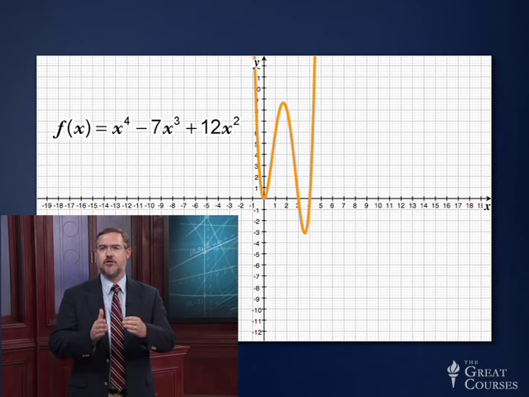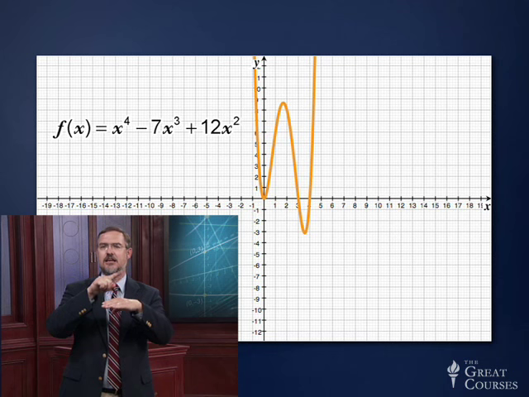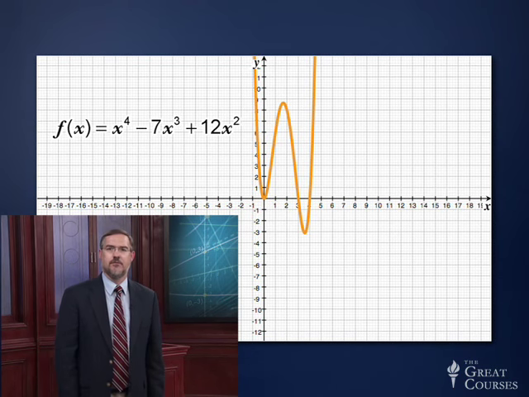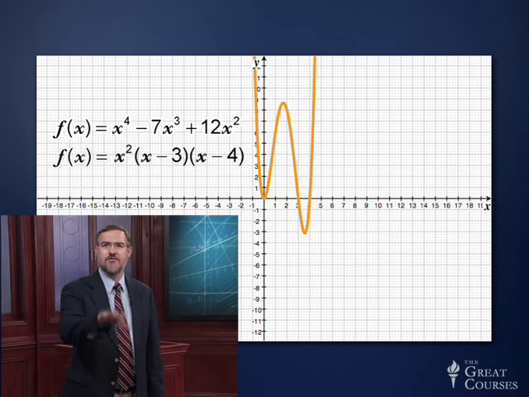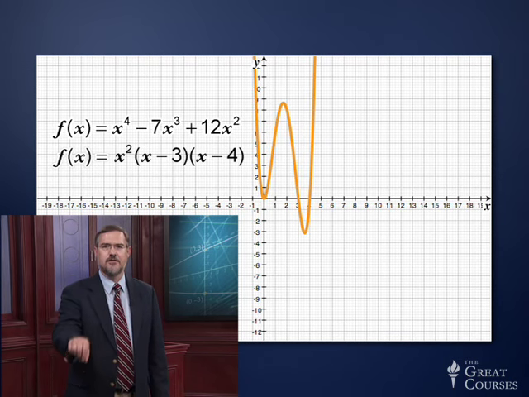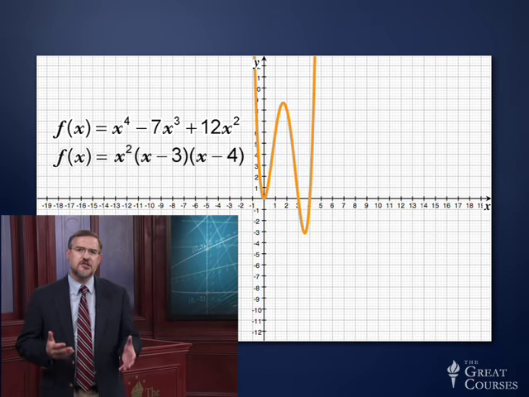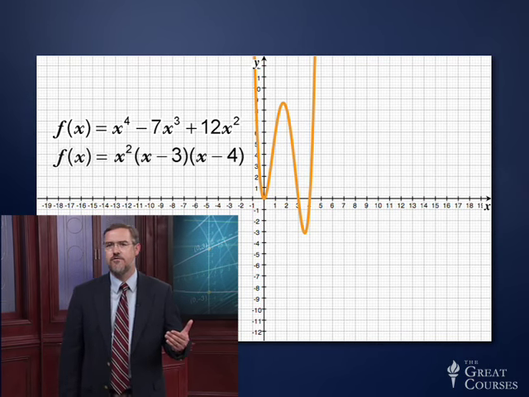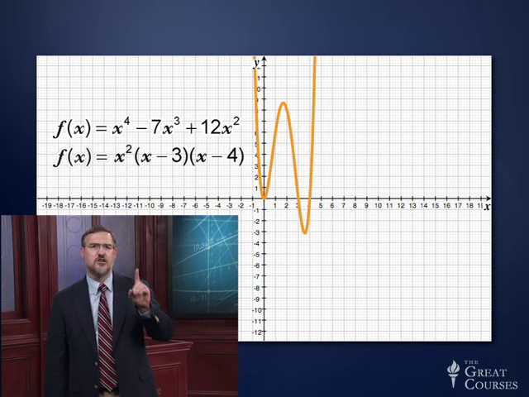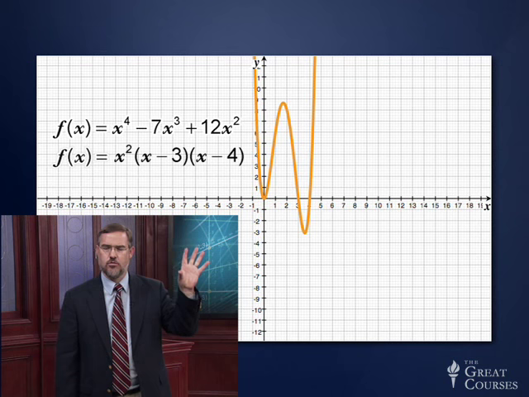Why the difference between really crossing at 3 and 4 and only just sitting at x equals 0? Well, if you go back to the factored form of the equation, we had x squared times x minus 3 times x minus 4 equals 0. Notice that the x minus 3 and the x minus 4 factors are basically raised to the first power. It's like an x minus 3 to the 1 and an x minus 4 to the 1.